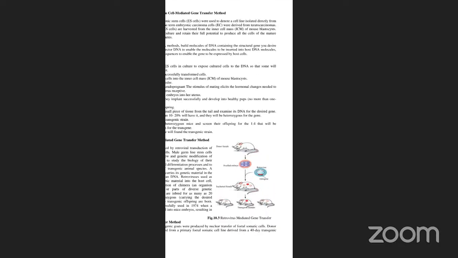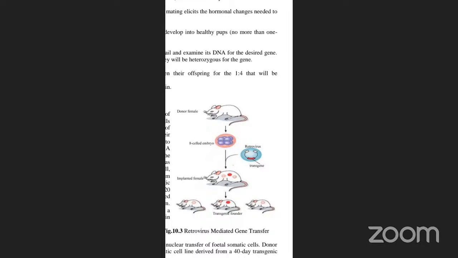Then we have the retrovirus mediated method, where this is the donor female. The donor female is a pregnant female, so it already has an embryo. We have to remove that embryo, which is at the 8-cell stage. Now we are infecting the embryo with a retrovirus. The retrovirus already has the transgene, so this retrovirus will infect the embryo and introduce the transgene into it.